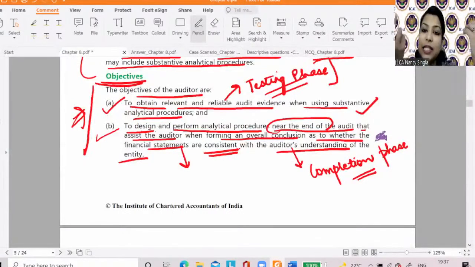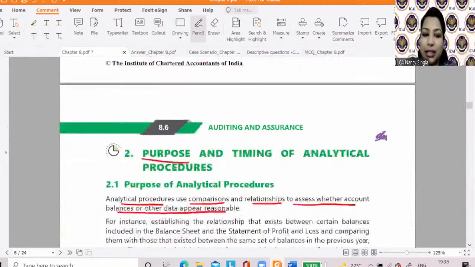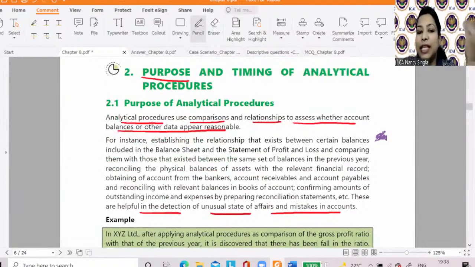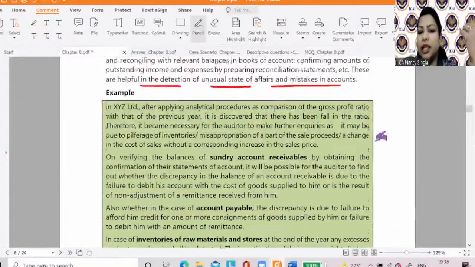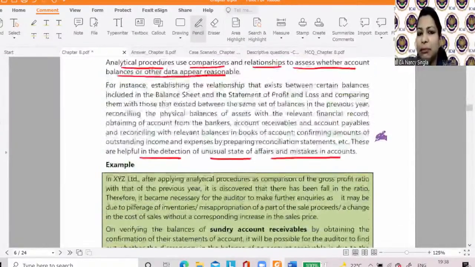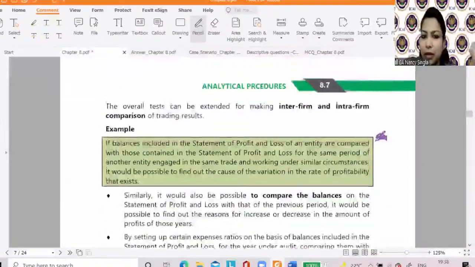At the risk assessment procedure planning phase itself, or testing phase, the auditor thought that the GP ratio should be somewhere around 14 to 16%. Now when he's concluding, he's drawing an overall conclusion, he'll see whether the financial statements are actually consistent with his understanding. So purpose we have seen is to assess whether balances and data appear reasonable. So it will give a trigger point, that is, it is an attention directing process for an auditor. That there is no unusual state of affairs, no mistakes, and all these examples you have already discussed, you can just give them a read.